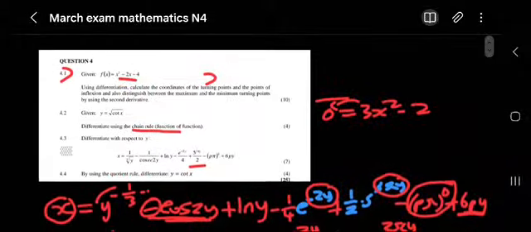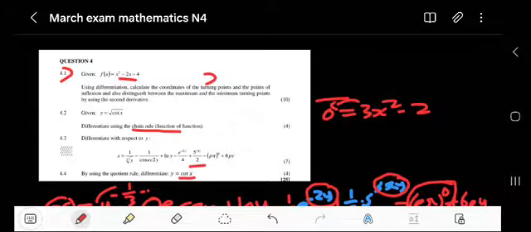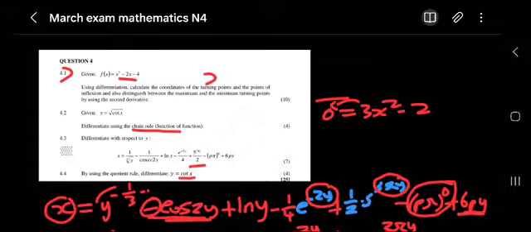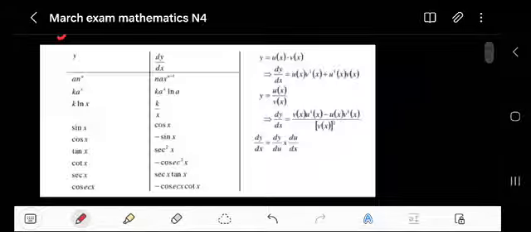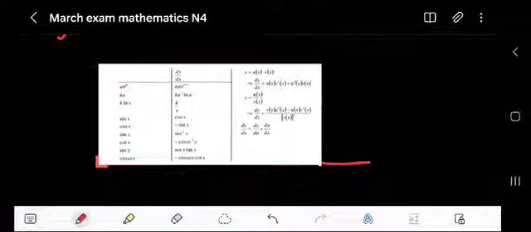So 4.4, say y is equal to cot x. Use the quotient rule. We're supposed to use our quotient rule. If you have forgotten, it's there on your formula sheet. Let me show you. Here is your formula sheet. I want to show you your quotient rule. Here it is.